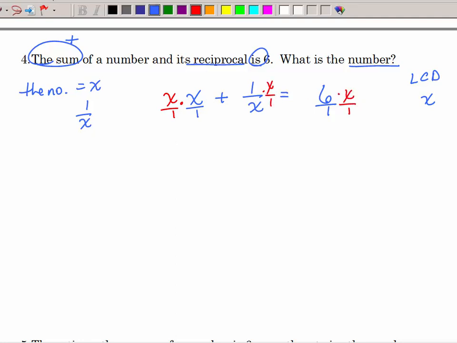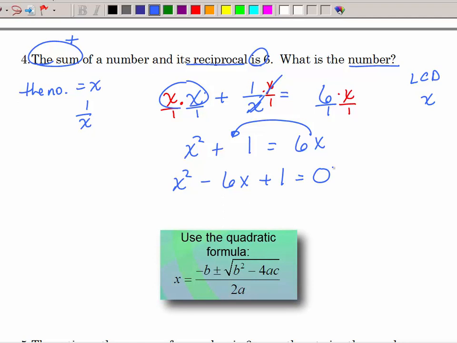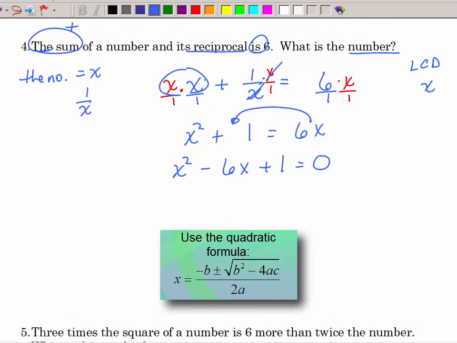Right, so here nothing cancels. I just multiply those together and I get x squared. But here the x's cancel, but I still have that 1 equals 6x. That's a quadratic. I'm going to move this over here and put it in standard form. But wait a minute, that doesn't factor. That means we use the quadratic formula. So this is a great chance to practice our quadratic formula.